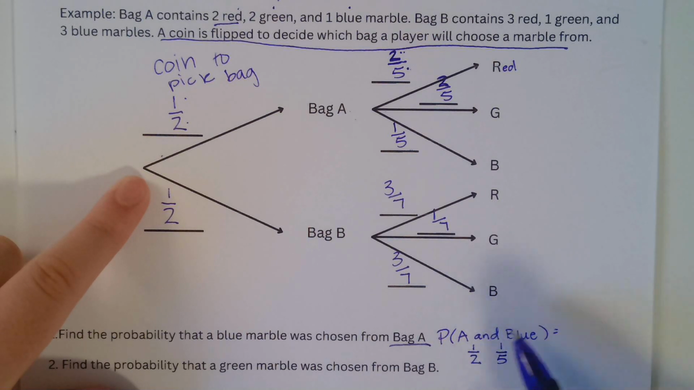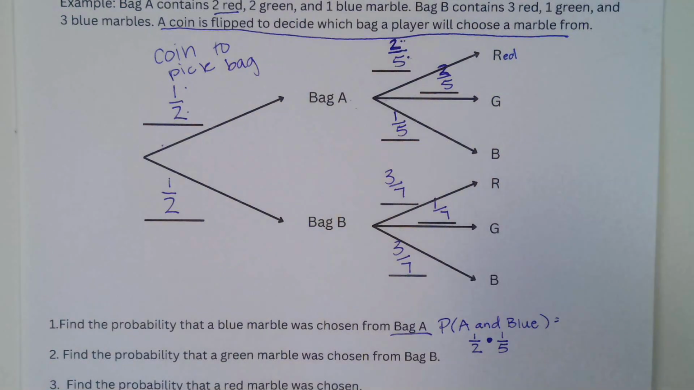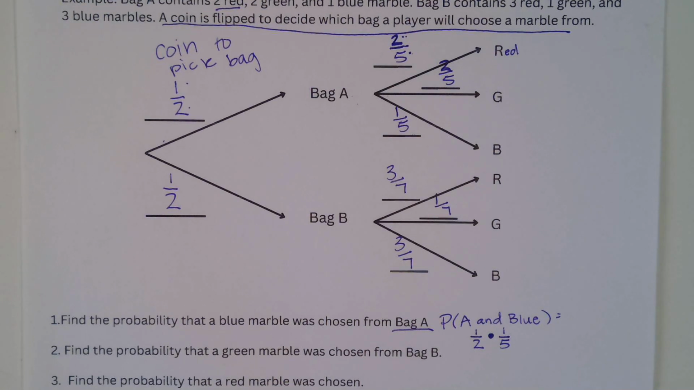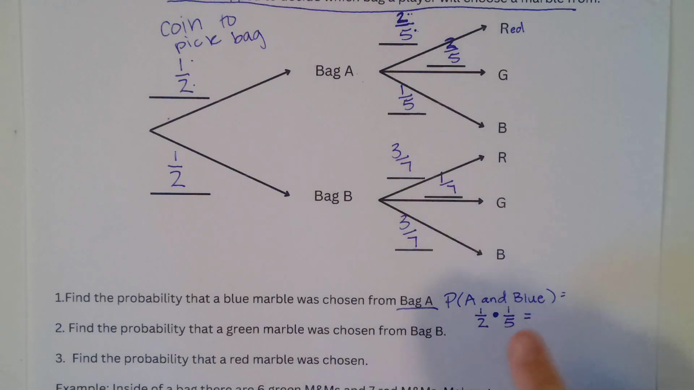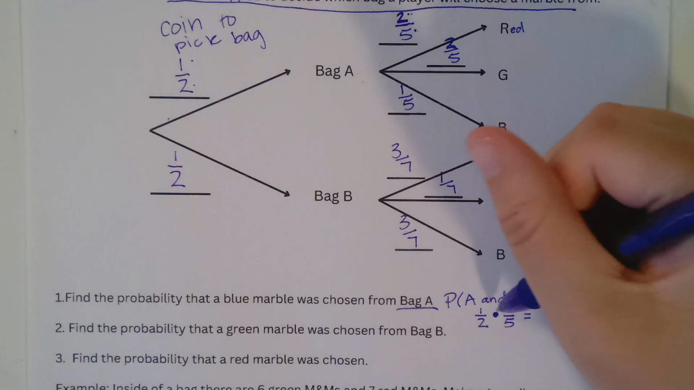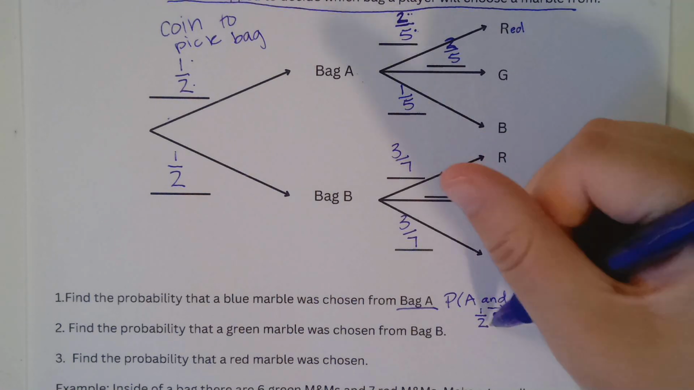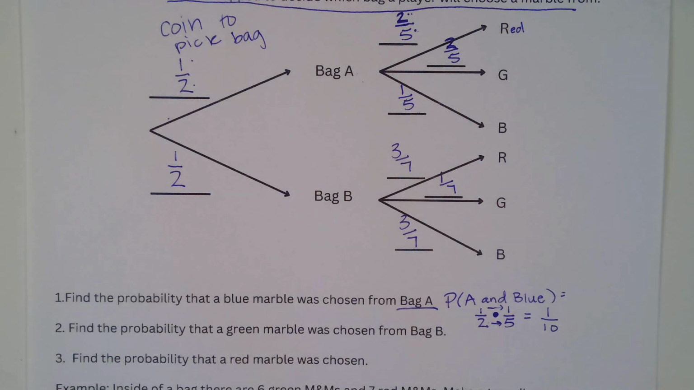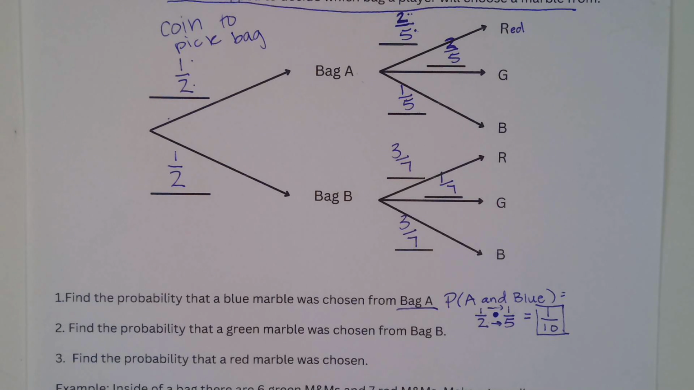Because those are two different things happening together, you are going to multiply those together, just like what we did in part 1. Bag A and then blue, you're going to multiply those two probabilities together. When you multiply fractions like this, you multiply straight across. So 1 times 1 is 1, and 2 times 5 is 10. And that's the answer. There's a 1 out of 10 chance that you pick a blue marble from bag A.